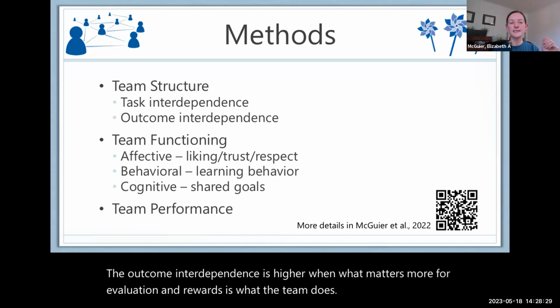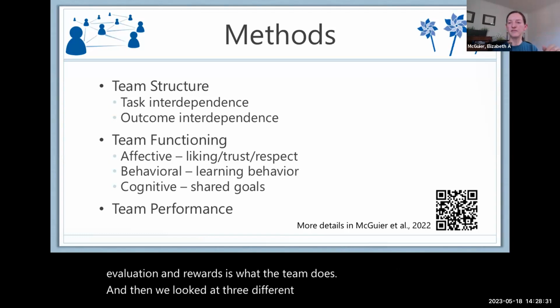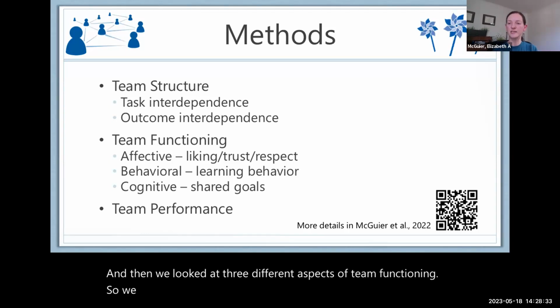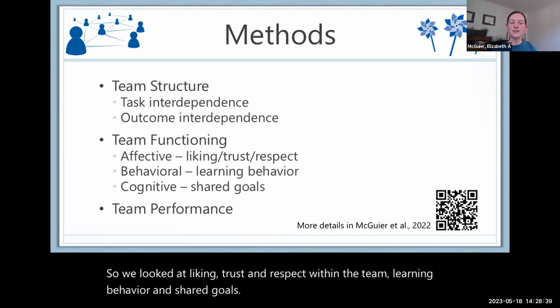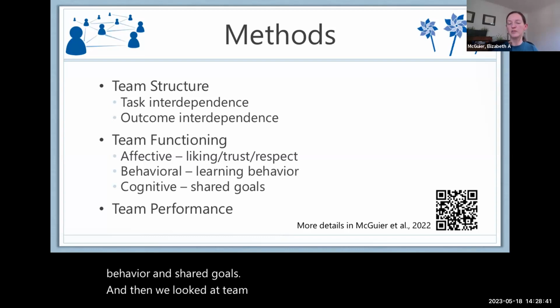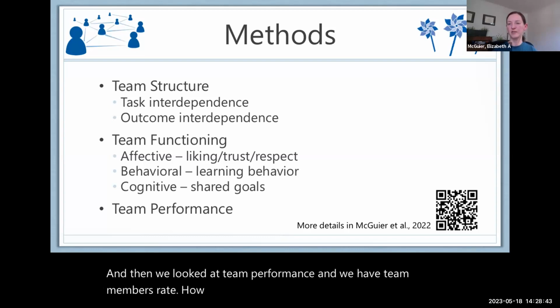And then we looked at 3 different aspects of team functioning. So we looked at liking, trust, and respect within the team, learning behavior, and shared goals. And then we looked at team performance, and we had team members rate how well they thought their team was doing. So subjective measure of performance.